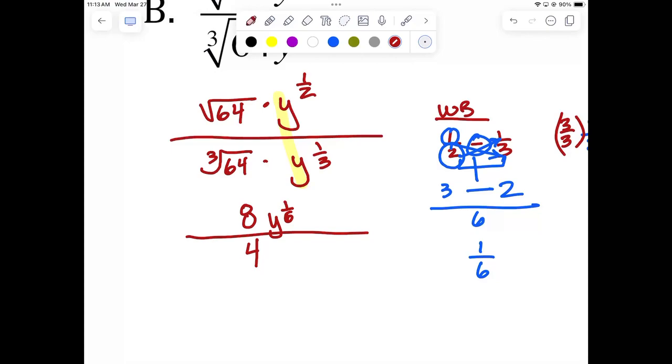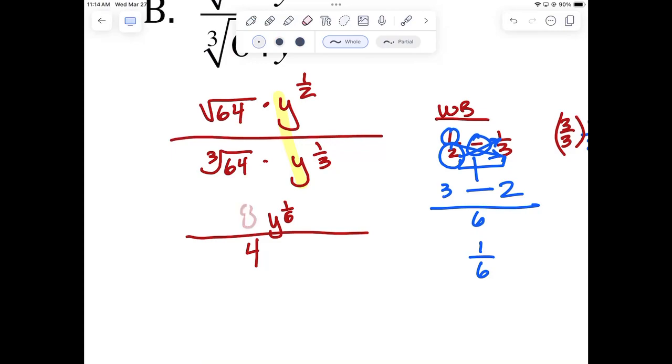Okay, are we done? Is this simplified enough, or can we go further? I think we can go further. Look at your numbers. 8 divided by 4 is what? 2. So I get 2y to the 1/6 power. This could be your final version, number 1.